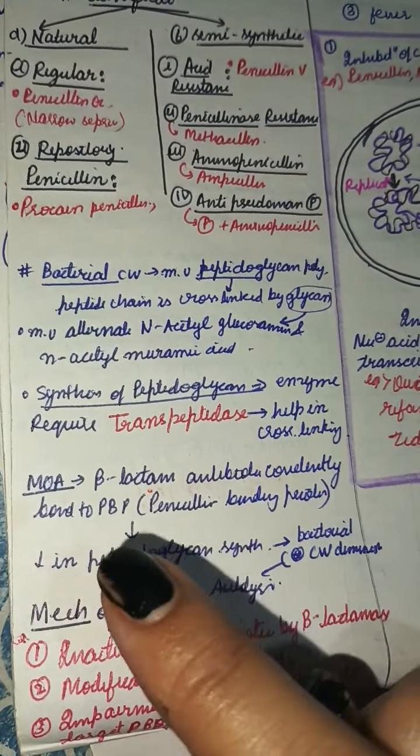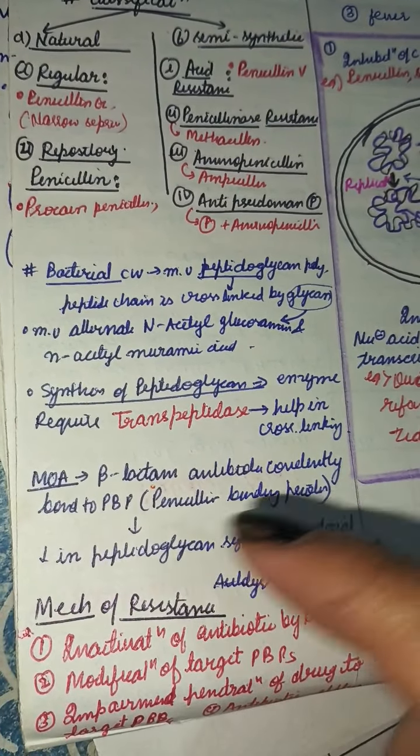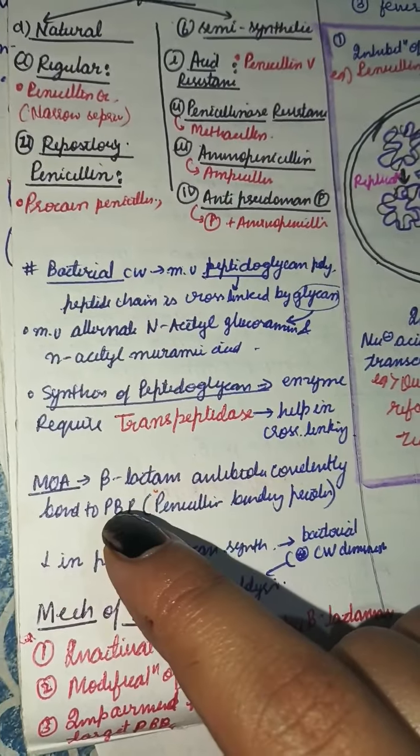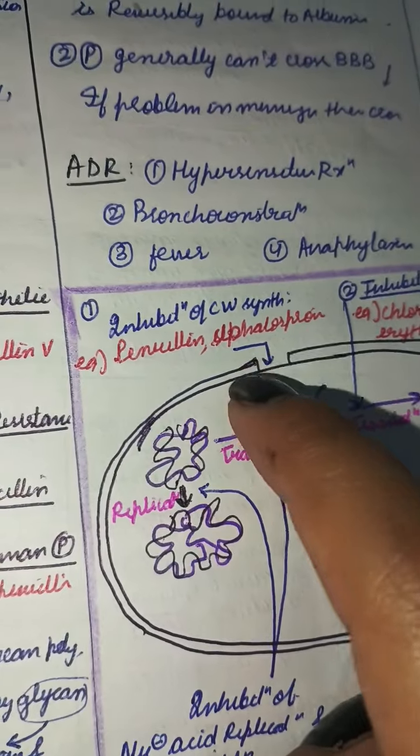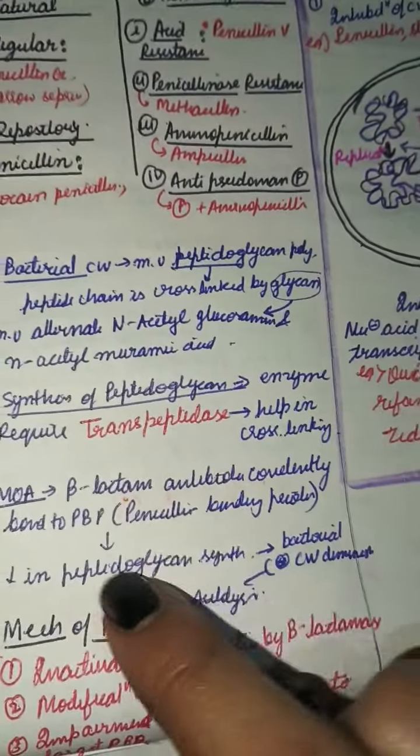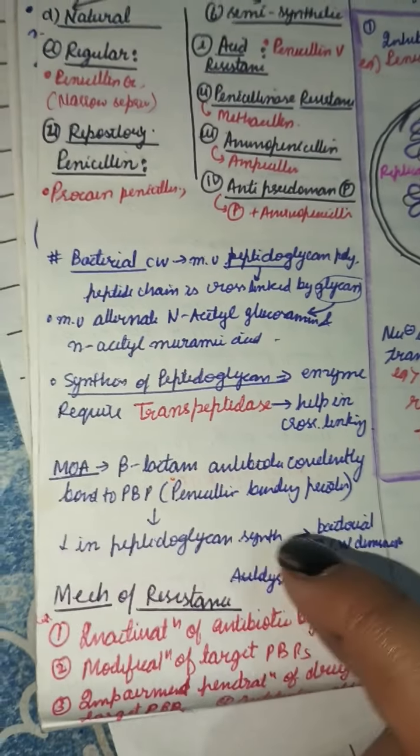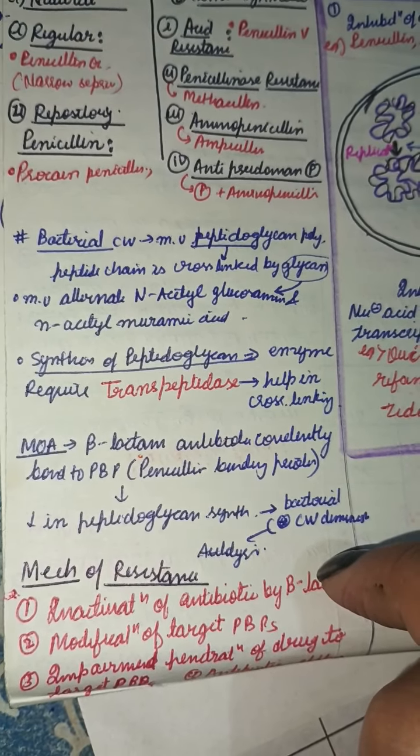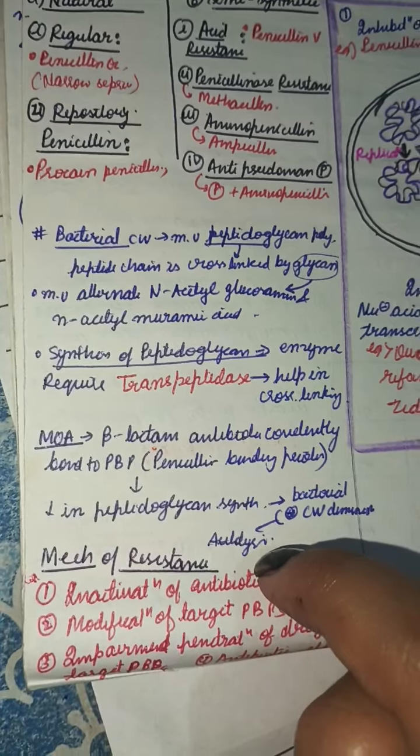Now the mechanism of action of penicillin: it's basically a beta-lactam antibiotic that covalently bonds with the PBPs, penicillin binding proteins, that are present on the cell surface of the bacteria, and it decreases the peptidoglycan synthesis. So due to this, a bactericidal effect is shown because the cell wall is diminished and autolysis occurs.